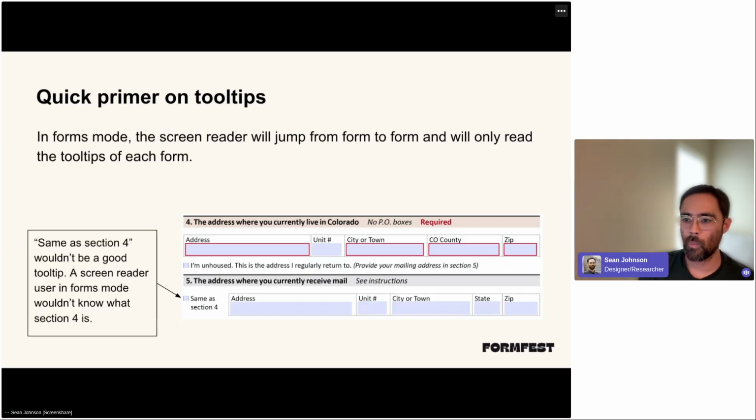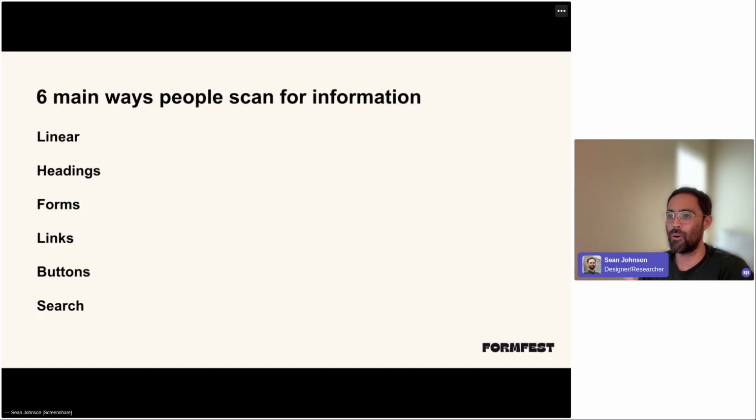So in this example, the tooltip for that checkbox, same as section 4, wouldn't be a descriptive tooltip because they don't know what section 4 is. They only jump from form to form. So same as section 4, they're like, what is section 4? So something more along the lines of same as residence address. And then that, of course, means that you have to be very deliberate about the tooltips for each of those forms above, making sure that they know what the residence address is. So, tip of the iceberg, but I think enough to understand what we learned.